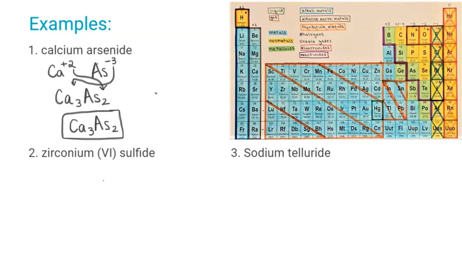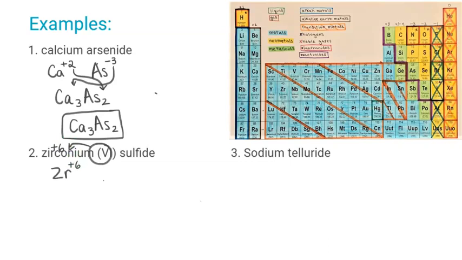This next example is zirconium, and it has a Roman numeral 6 sulfide. So I'm going to go ahead and assume that zirconium is a transition metal. If you want to be sure, just double check that it's in your transition metal section. Zirconium is indeed a transition metal. It's element number 40, and its chemical symbol is Zr. So we'll start by writing that chemical symbol, Zr, and then the charge of zirconium says VI, which I know is Roman numeral 6. So I know zirconium is going to have a positive 6 charge.